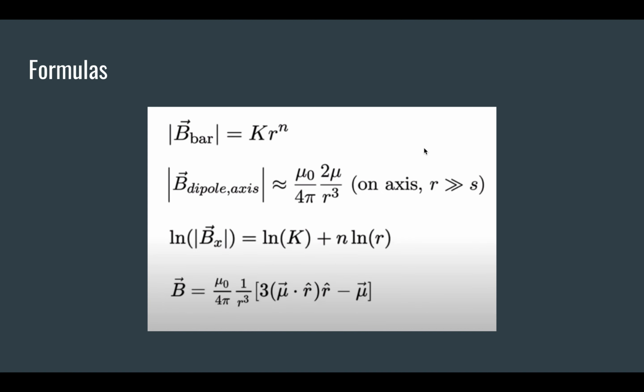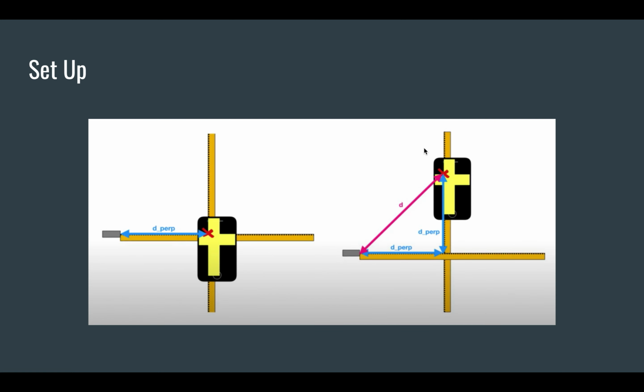The first two formulas describe the magnitude of the magnetic field due to a magnetic dipole, something which will be important in calculating mu, the magnetic dipole moment of the bar magnet. The third equation has to do with the linearization of our data and will be applied in this lab. The last equation defines approximately the magnetic field of a dipole at any location, something we'll use in the computational model. Here's a look at the setup.